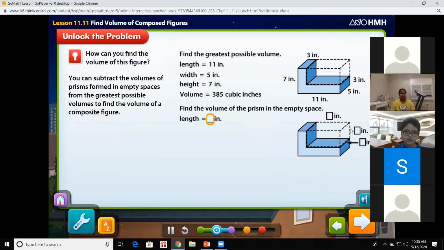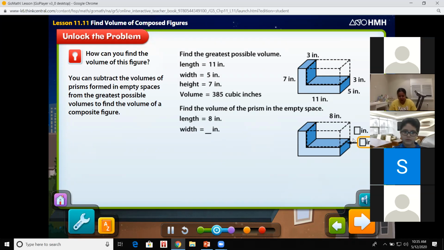Now you will find the volume of the smaller prism. Think about it. The total length of both prisms is 11 inches. The other given length is 3 inches. So what is 11 minus 3? Subtract the known length, 3 inches, from the total length, 11 inches. So you will get 8. The empty space is 8 inches long.